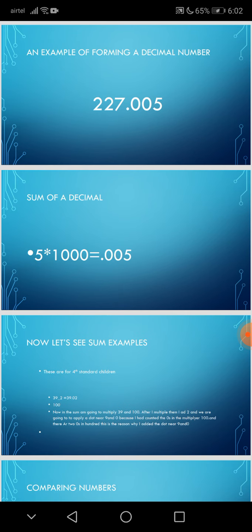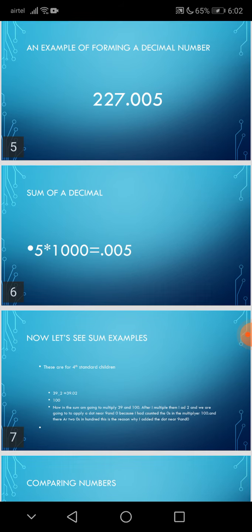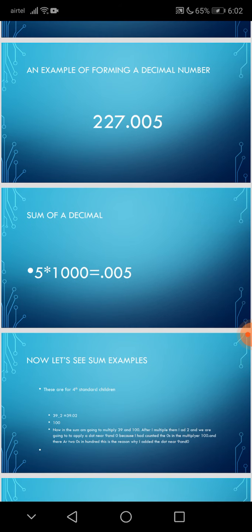Now let's see some examples. These are only for 4th standard children. 39 by 2 and 100 is equal to 39.02. Why is it possible?